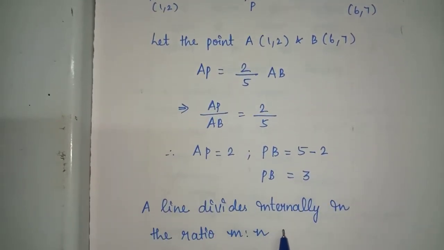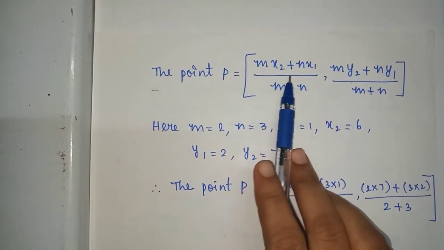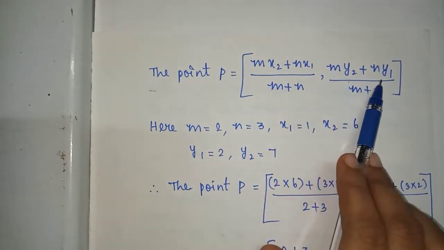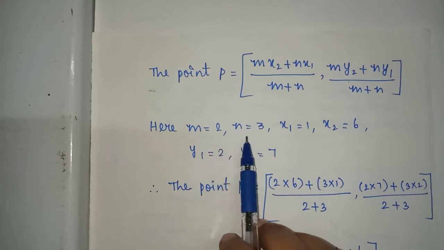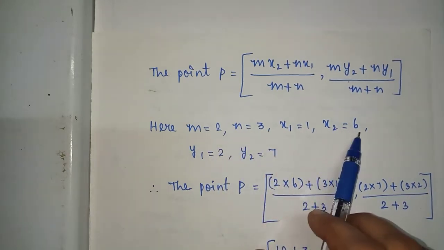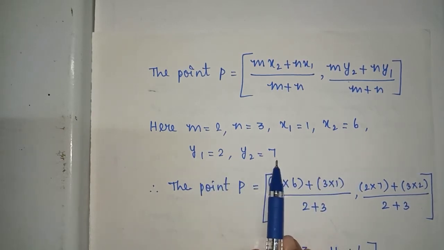A line divides internally in the ratio m:n. Point P is equal to mx2 plus nx1 divided by m plus n, my2 plus ny1 divided by m plus n. Here m is equal to 2, n is equal to 3, x1 is equal to 1, x2 is equal to 6, y1 is equal to 2, y2 is equal to 7.